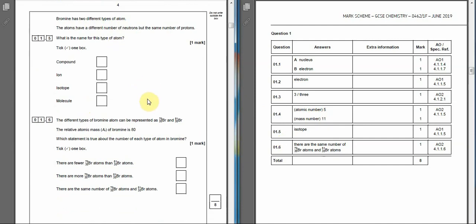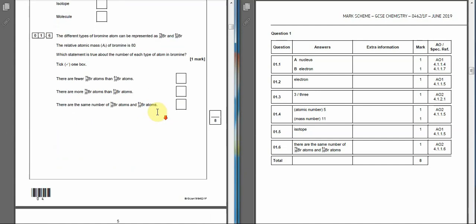For 1.6, this is the first one which throws anyone at some real problems, to be honest. We've got bromine 79 and bromine 81, and the relative atomic mass is 80. So what you need to understand to get this question right is that there must be the same amount of 79 and 81 if the average is 80, which means it's this third box here.